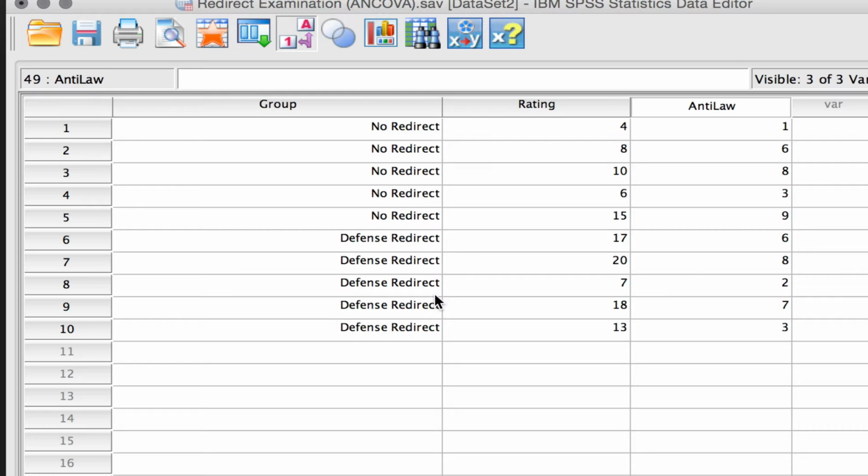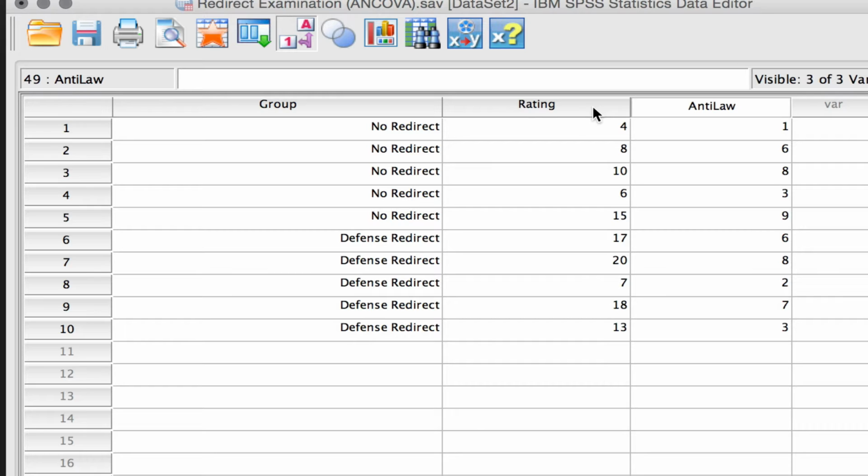So that brings up an interesting point. In this fictitious study, we measured their anti-law enforcement attitudes before we did the experiment, because if we want our covariate and our experimental effect to be independent, which we do, then we can't measure the covariate after we do our experimental manipulation, because our experimental manipulation might affect the dependent variable like we want, but it might also affect the covariate. So we'll measure that first.